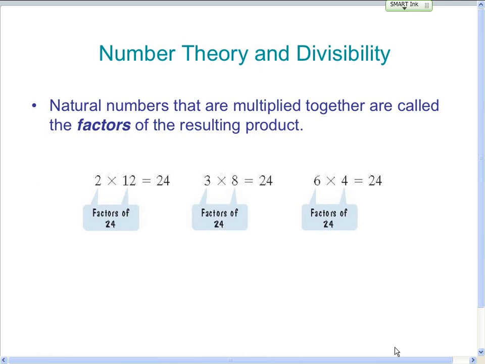Natural numbers that are multiplied together are called factors. So for example, if I have 2 times 12, then 2 is a factor of 24 and 12 is a factor of 24. There are other factors of 24, for example, 3 times 8 and 6 times 4.